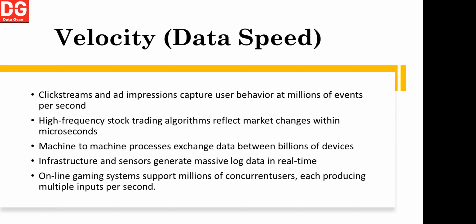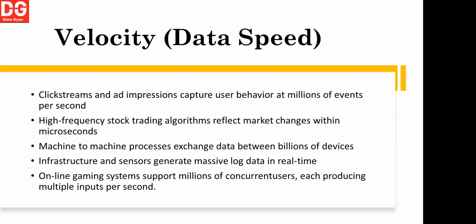Then we have velocity, that is data speed. Click streams and ad impressions capture user behavior at millions of events per second. And high frequency stock trading algorithms reflect market changes within microseconds. Machine to machine processes exchange data between billions of devices.